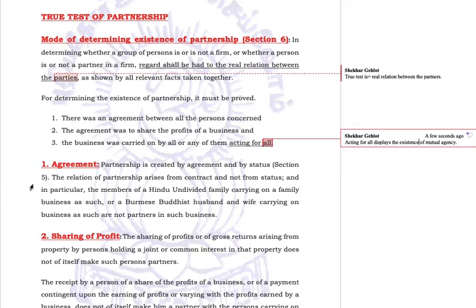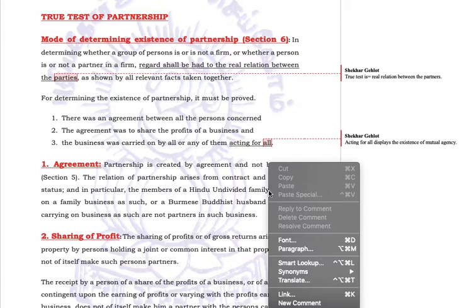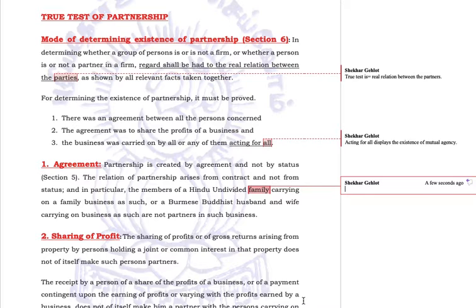The relation of partnership arises from contract and not from status. So the partnership is created by agreement and not by status. In particular, the members of a Hindu undivided family carrying on a family business as such, or a Burmese Buddhist husband and wife carrying on business as such, are not partners in such business. Why? Because the members of a Hindu undivided family are members because of status.